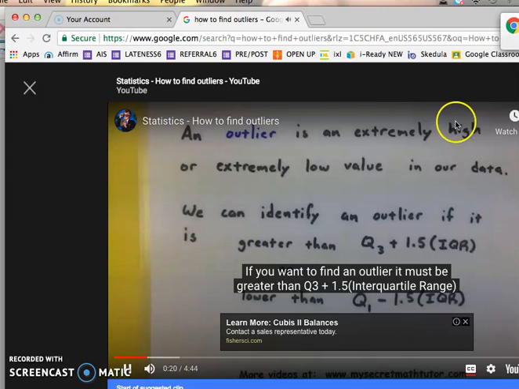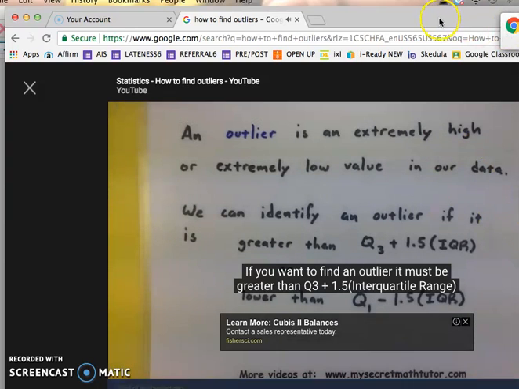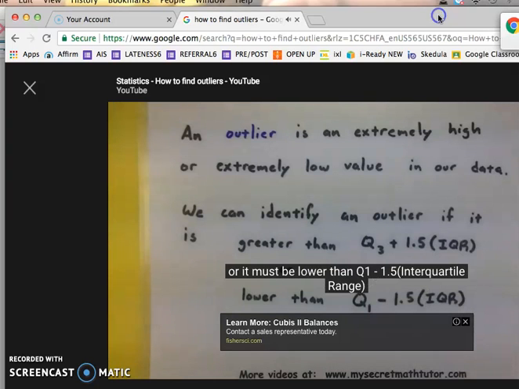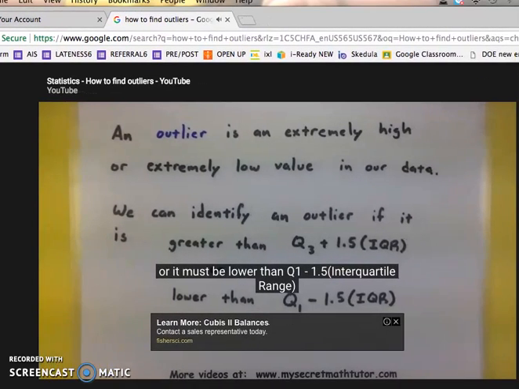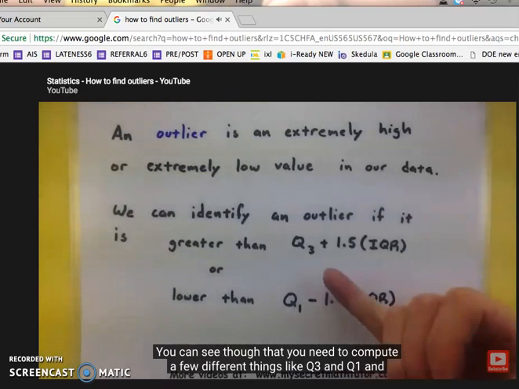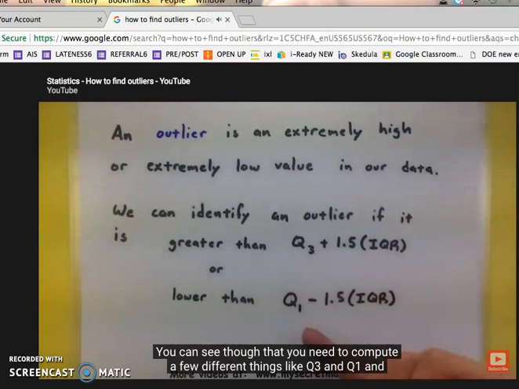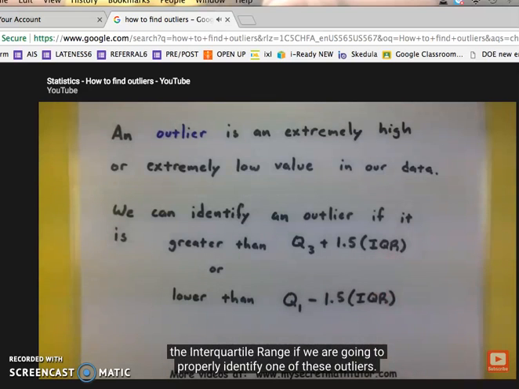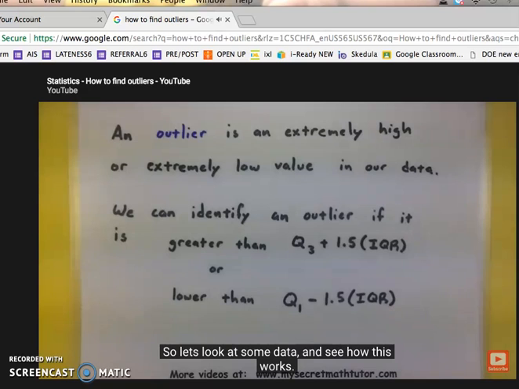Criteria. If you want to find an outlier, it must be greater than Q3 plus 1.5 times the interquartile range, or it must be lower than Q1 minus 1.5 times the interquartile range. This is making sure that it really is an extremely high value or extremely low value. You can see, though, that we need to compute a few different things like Q3 and Q1 and the interquartile range if we're going to properly identify one of these outliers. So let's look at some data and see how this works.